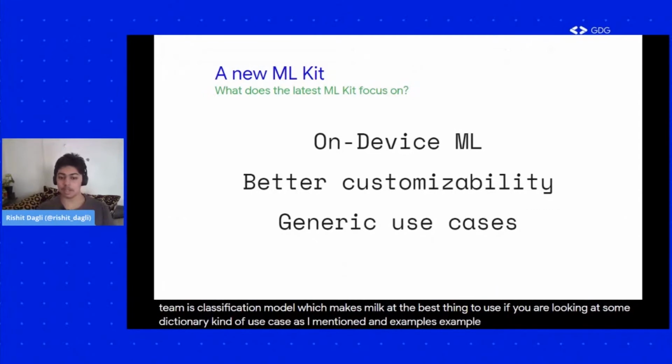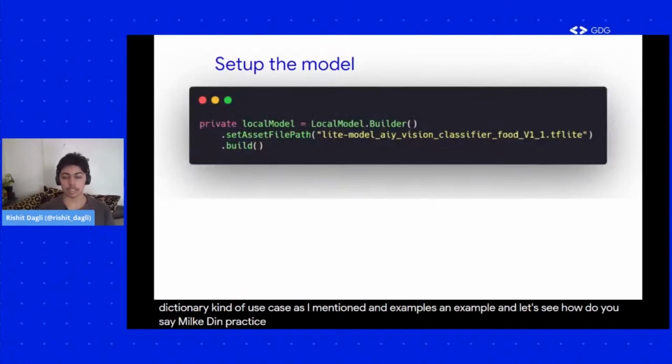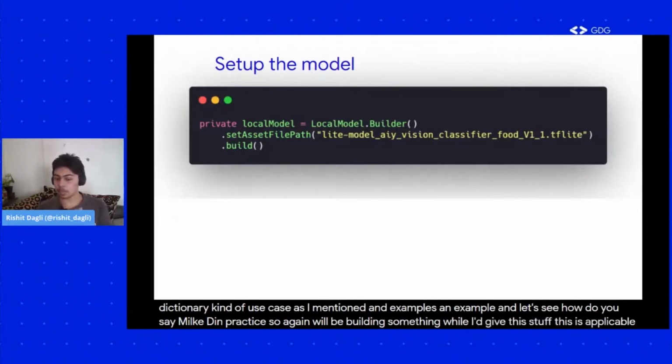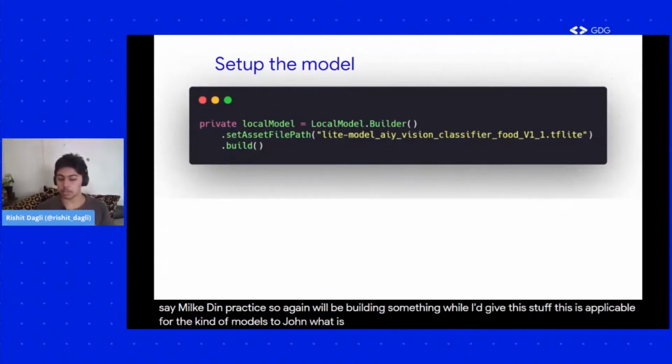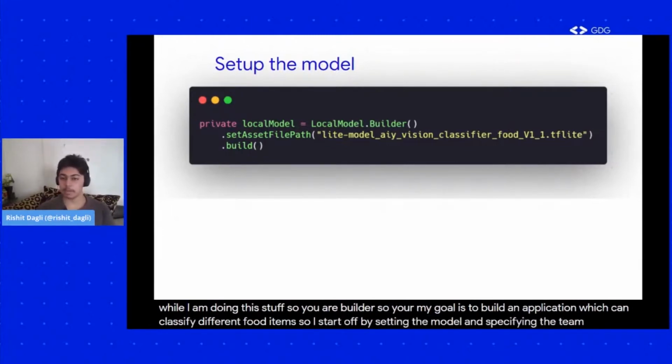So let's see an example and let's see how to use ML Kit in practice. Again, we'll be building something while I give this talk. This is applicable for other kinds of models too, but we'll be seeing an example. Here my goal is to build an application which can classify different food items. I'll first start off by setting the model and specifying the TF Lite model file for it.